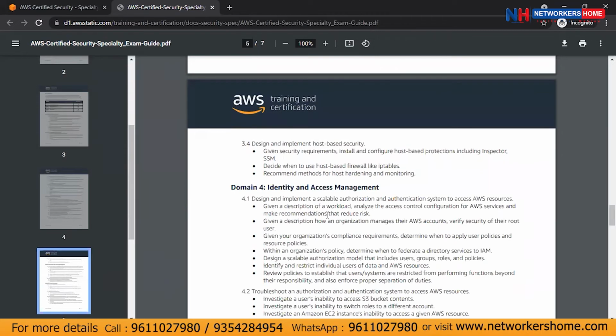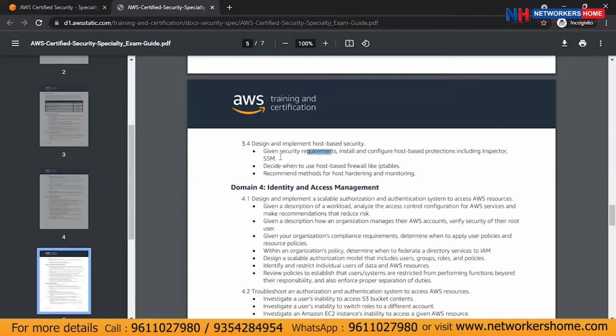Then troubleshooting network infrastructure. Then design and implement host-based security. So how can you implement security at host level? We can have a host-based firewall, meaning the firewall within your instance provided by the operating system. You can go with the inbuilt firewall or you can install a third-party firewall as well. Then we use some services: given a security requirement, install and configure host-based protections, including Inspector, SSM, like that.